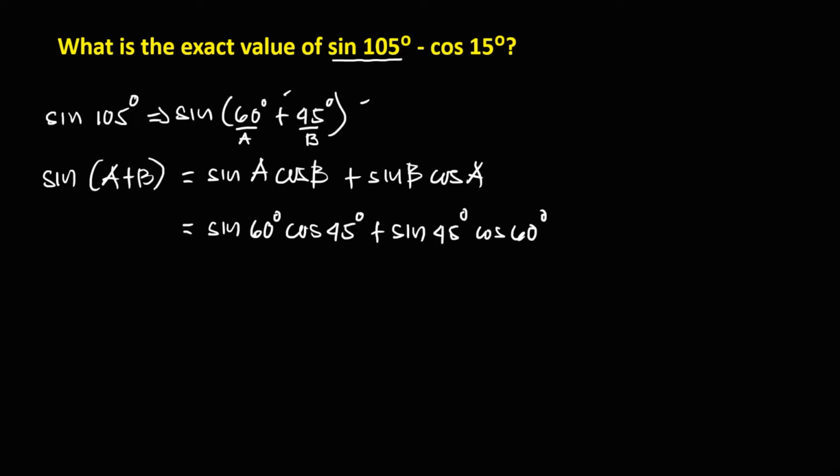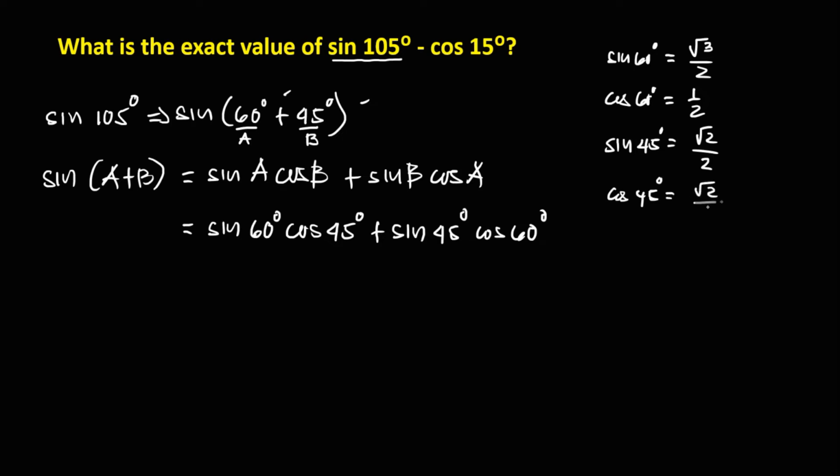Then from the special triangle, sine 60 degrees is equal to square root of 3 over 2, cosine 60 degrees is 1 over 2, sine 45 degrees is square root of 2 over 2, and cosine 45 degrees is also square root of 2 over 2. So we just need to substitute these values in this equation.